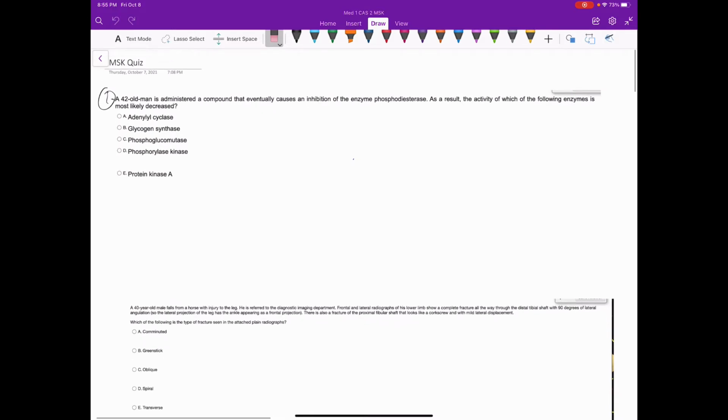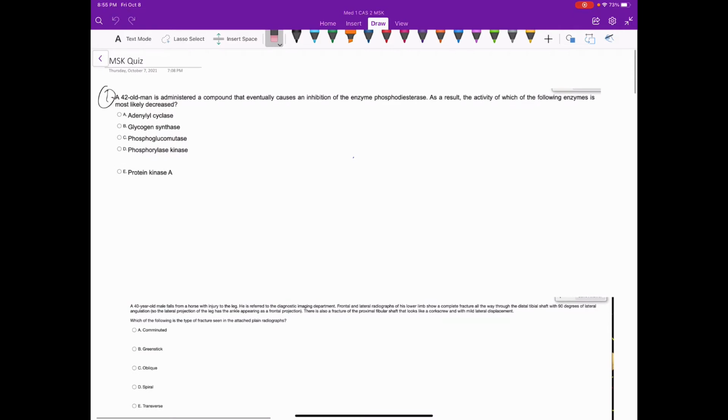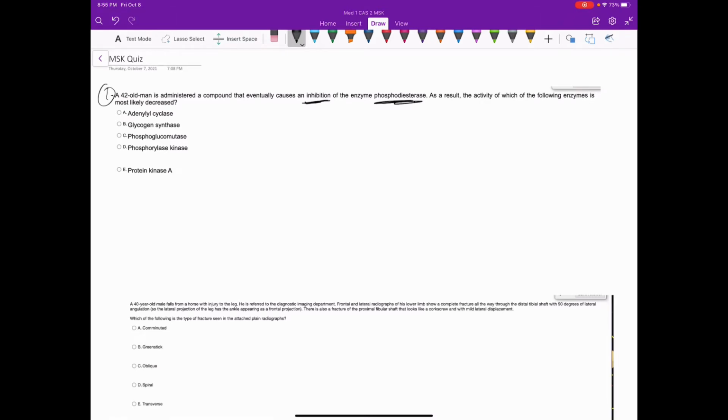So the first thing, question 1 right here, is going to be a 42-year-old man administered a compound that eventually causes an inhibition of the enzyme phosphodiesterase. Okay. Inhibition of phosphodiesterase. As a result, the activity of which of the following enzymes, so what enzyme, is decreased?